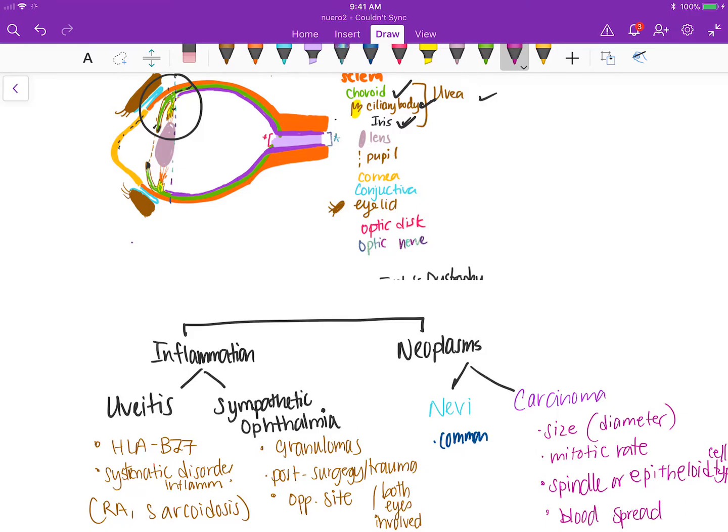So this is a good overview of the uvea. I hope this helps.